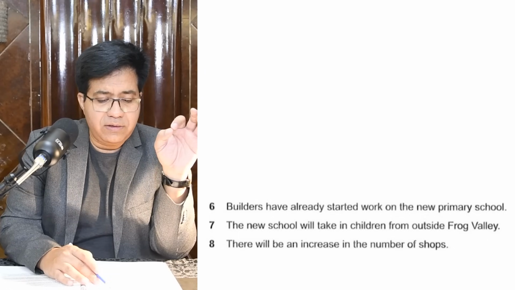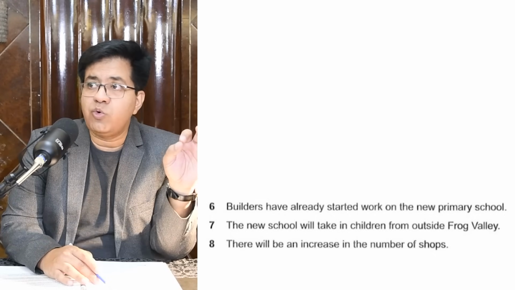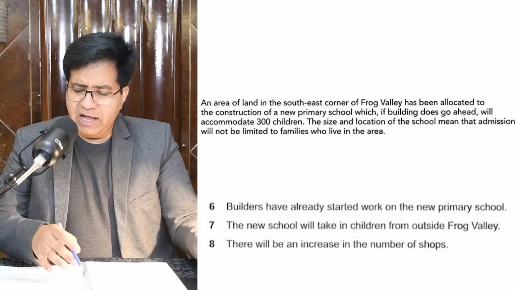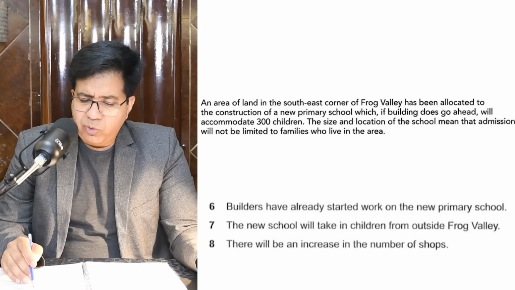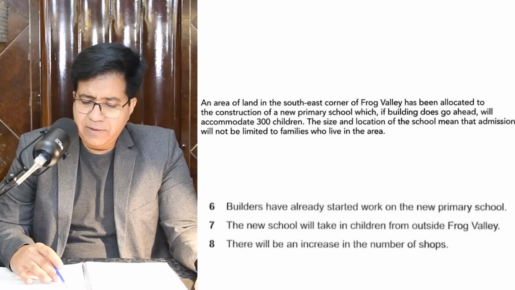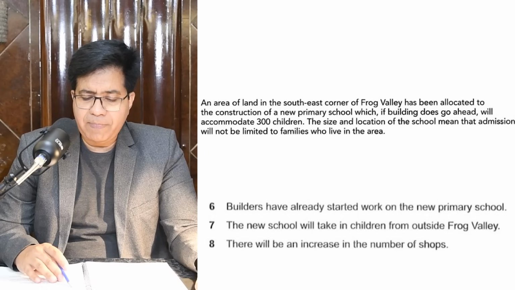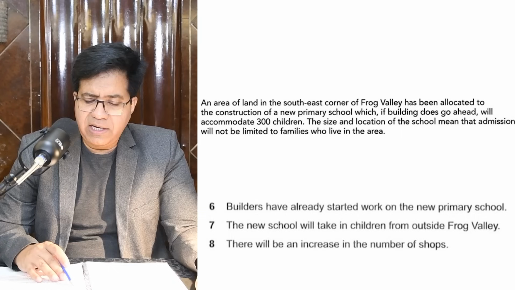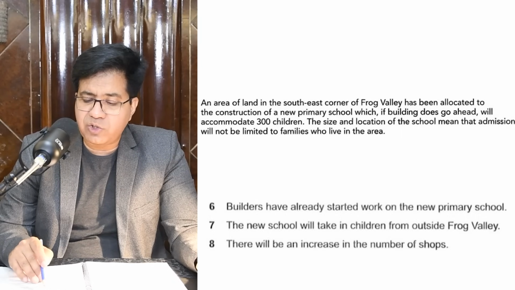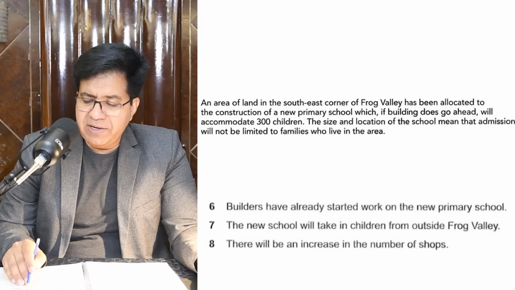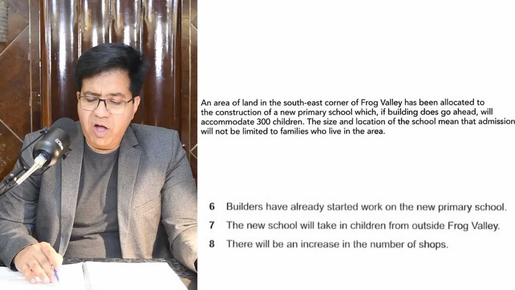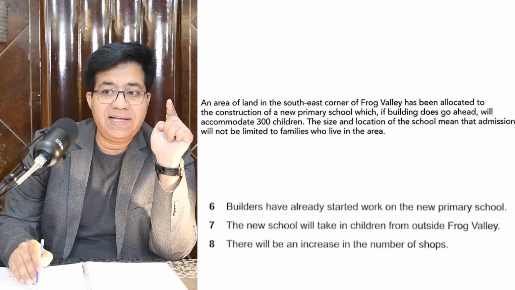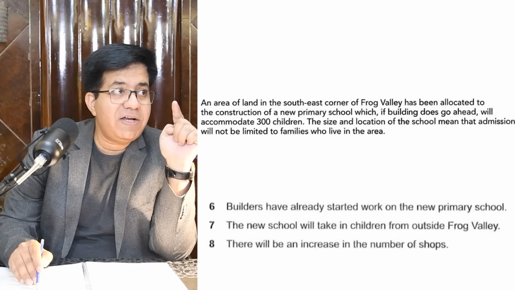What is the clue word here? New primary school. Okay, and builders. So let's go back. Second paragraph. Can you see the word school? And then we just read from there. Second paragraph. Okay, I'm reading it from the beginning. An area of land in the southeast corner of Frog Valley has been allocated to the construction of a new primary school, which, if building does go ahead, will accommodate 300 children. They said if building does go ahead. What does it mean? They have not started construction.